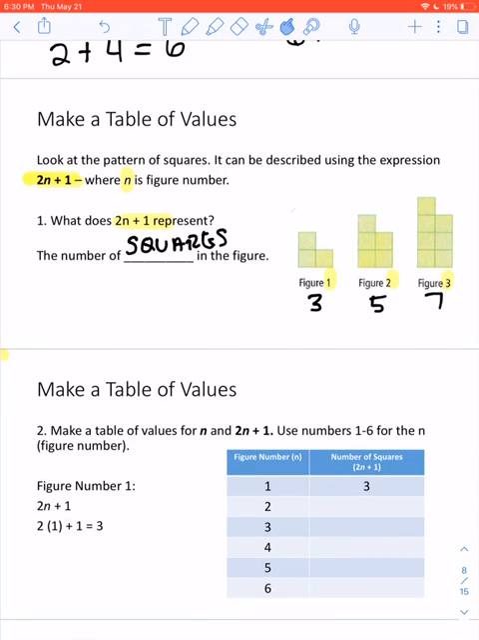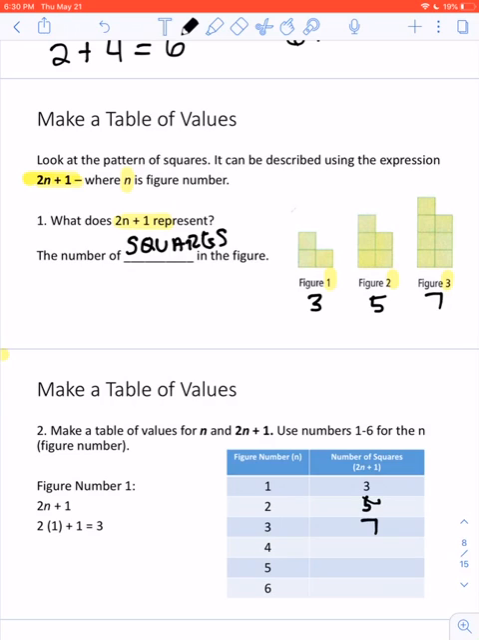First step, make a table of values. Make a table of values for n. Remember, n is just the figure number, and 2n plus 1. So use numbers 1 to 6 for the figure number. So we've got figure number 1, 2, 3 here. Figure number 2 had 5 squares. We already figured that out. Figure number 3 had 7 squares.